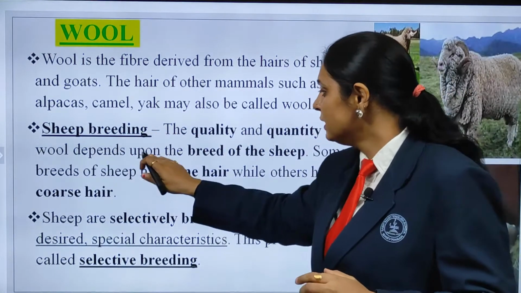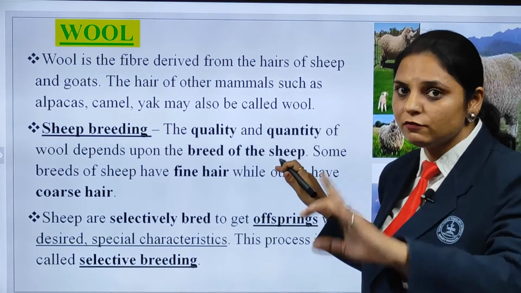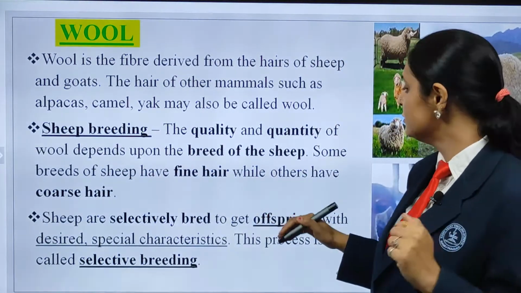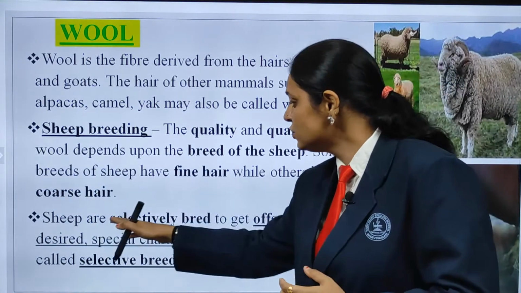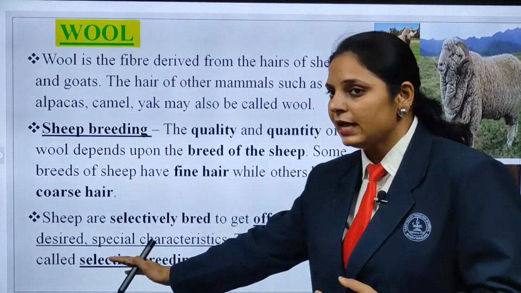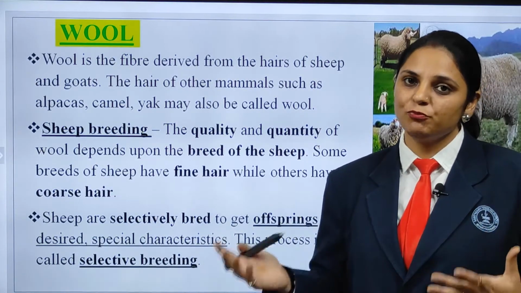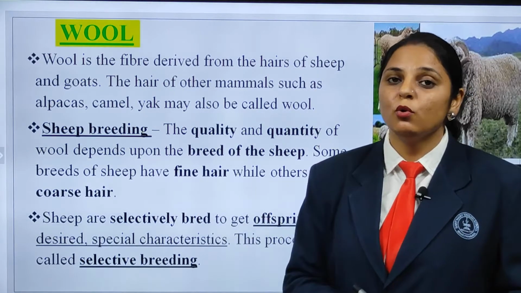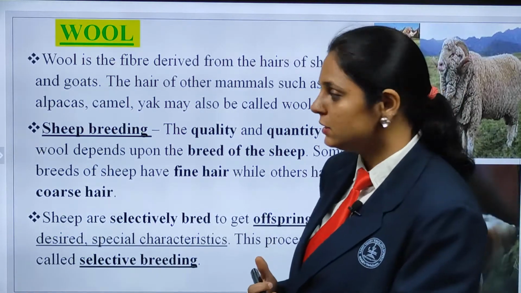The quantity of wool depends on the breed of the sheep. Some breeds of sheep have fine hair, while others have coarse hair. Coarse means curly. These sheep are selectively bred to get offspring with the desired and specialized characteristics. This process is known as selective breeding. We have studied this before also, and right now I am recalling it again. What do you mean by selective breeding and why is it done? For this purpose it is done.